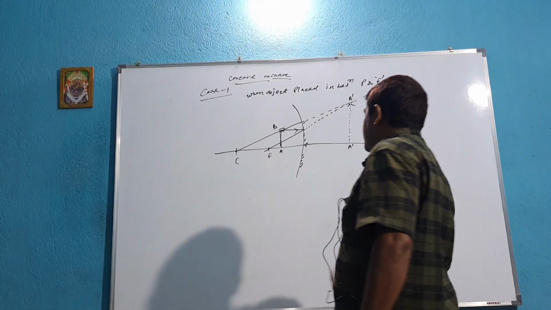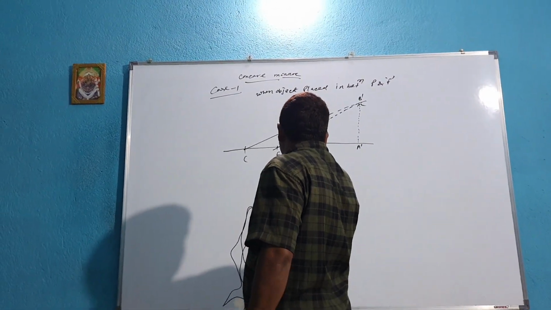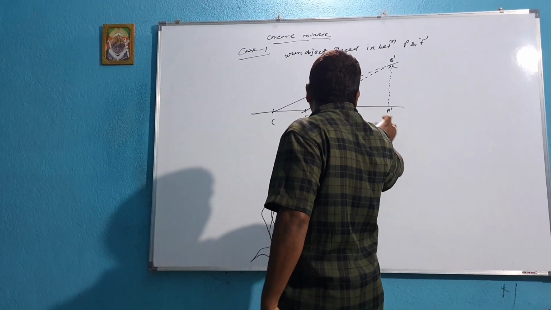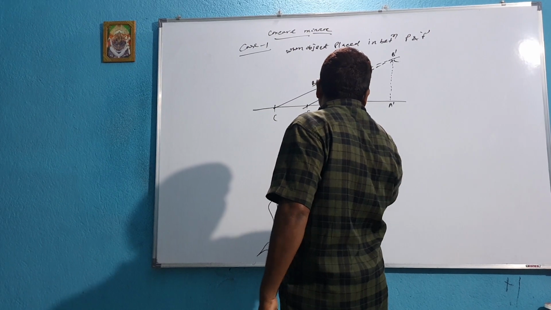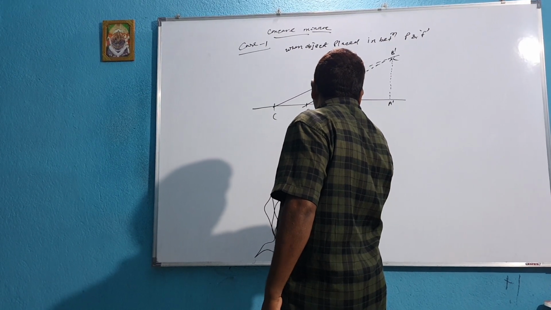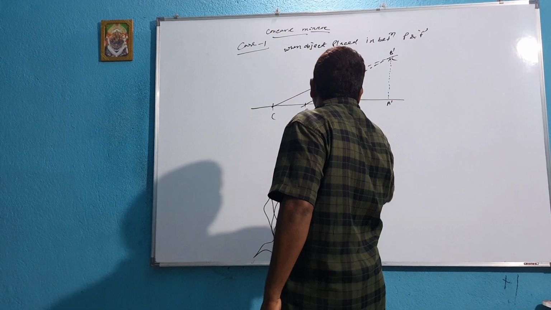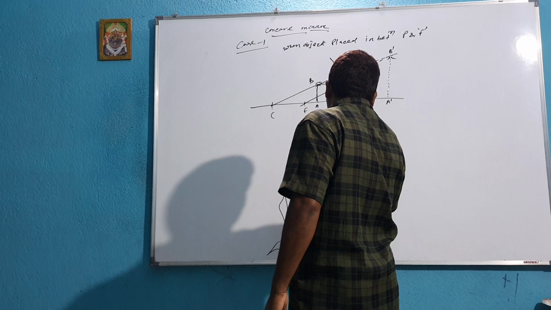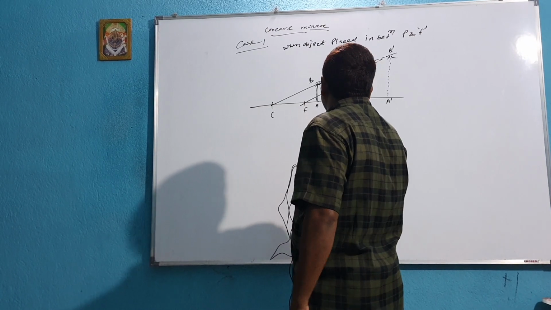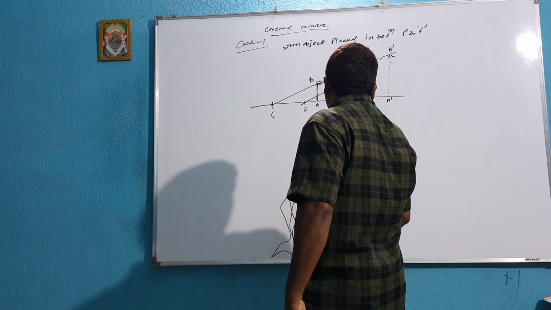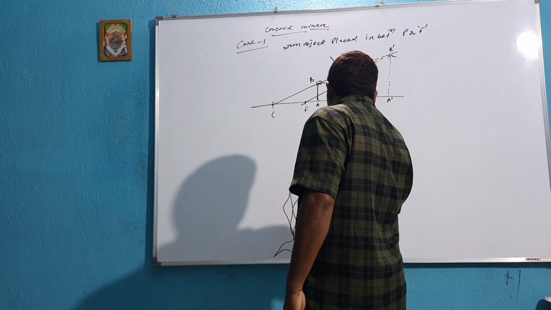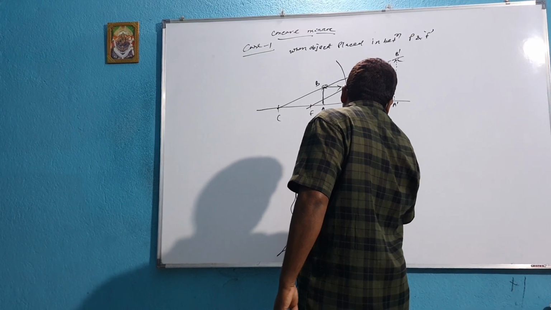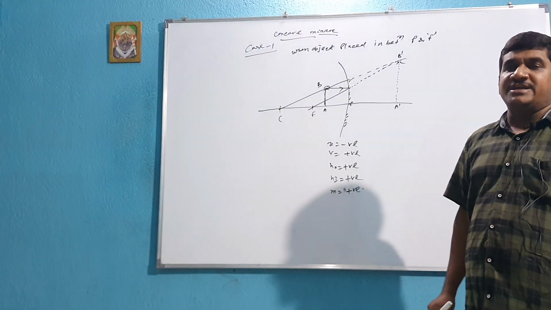Now discuss about object position. This is known as U. U is negative. This is V, that is image. V positive, this is positive side. Height of the object, this is positive, because it is above the principal axis. Height of the image, this is also positive. Magnification, this raises the size, that is positive.